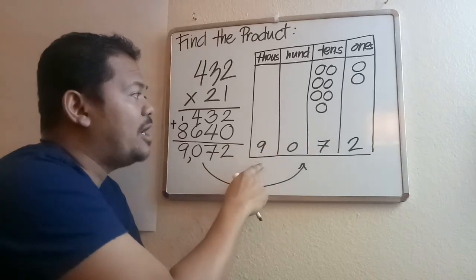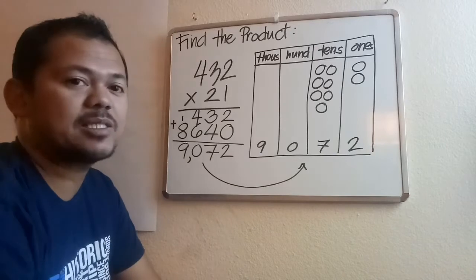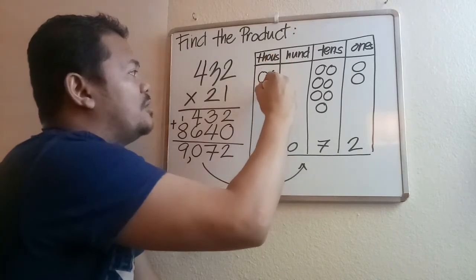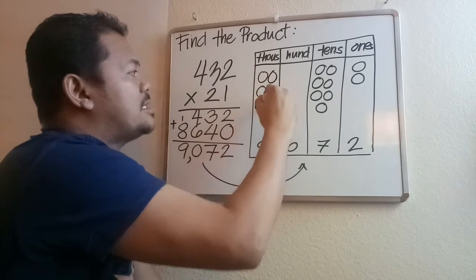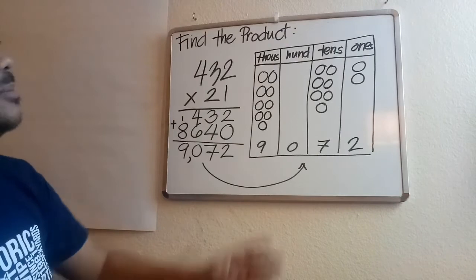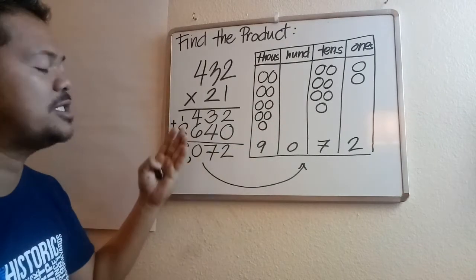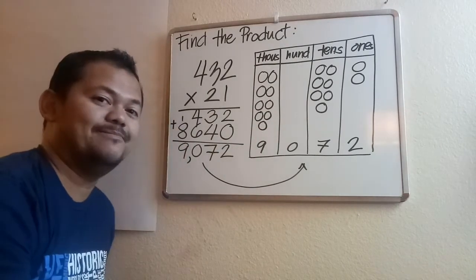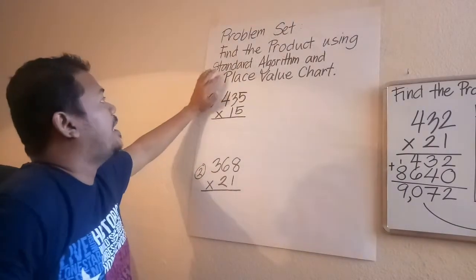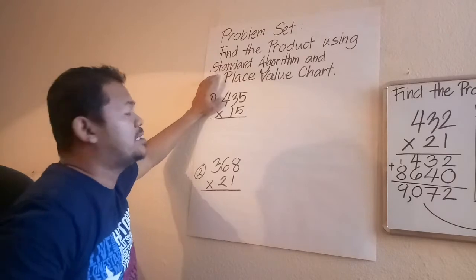So for thousands, we got here 9. So how many discs? We got here 9 discs. 1, 2, 3, 4, 5, 6, 7, 8, and 9. So this is your place value chart, and this is your standard algorithm, which is find the product using standard algorithm and place value chart.